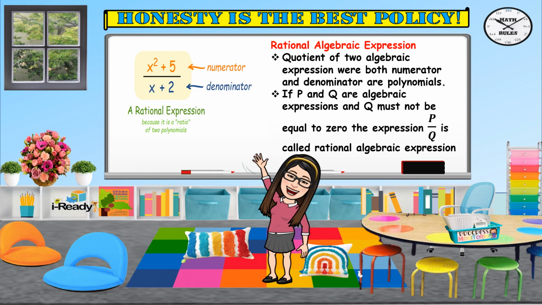So you have here an example, x squared plus 5 all over x plus 2. As you can see here, we have the numerator x squared plus 5 and denominator x plus 2. Both are polynomials. So it is a rational expression because it is a ratio of two polynomials. Okay?